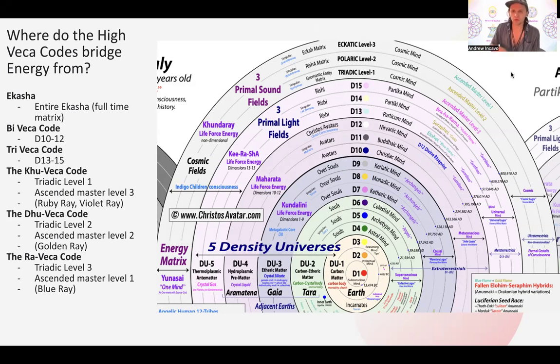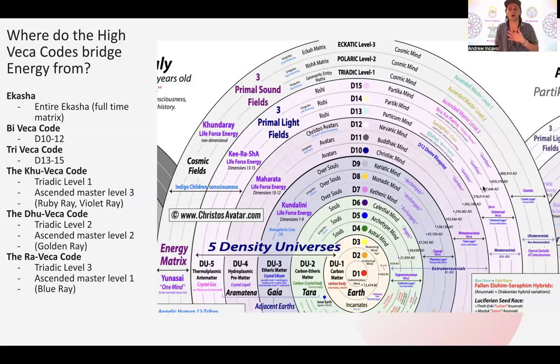So when we are pulling in using our Veca code, if you look at the DU4, it's the hydroplasmic prematter crystal liquid layer, otherwise known as aromatena, right? We're going to be pulling energy from dimensions 10 through 12, right? When we're using our Tribeca code, the one behind my head, that pulls in energy from DU5, the thermoplasmic antimatter, ANTE matter, crystal gas layer. All right, dimensions 13 through 15, right? Where we have the Elohai race line, the Seraphai race line, the Braharama race line, which is like your blue flame, your gold flame, and your violet flame or ruby flame.